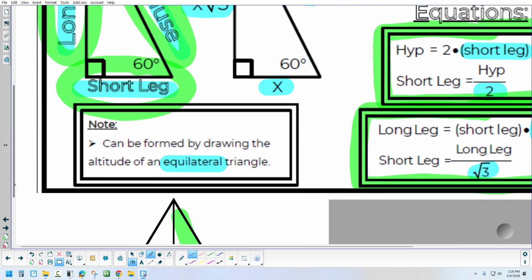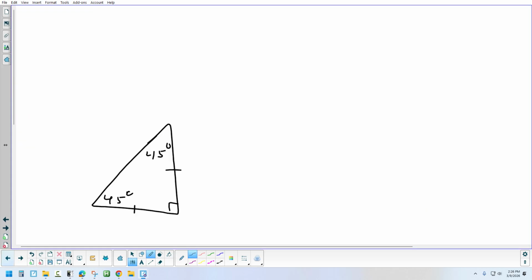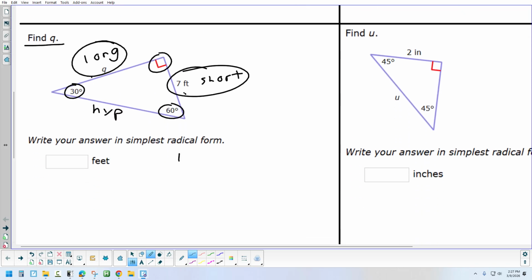So is there a formula that has long leg and short leg in it? Yeah. The second box of the first one. Okay, the second box, first formula. Long equals short times square root of 3. That's your formula. Long equals short times root 3. Okay, let's write that down. Go back to our problem. Long equals short times square root of 3.